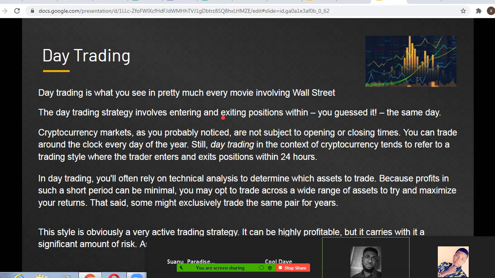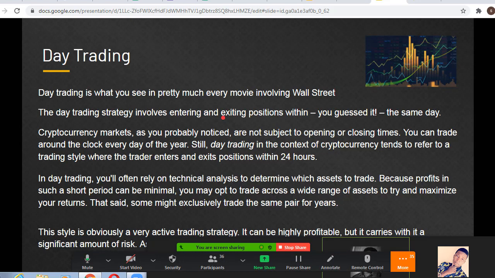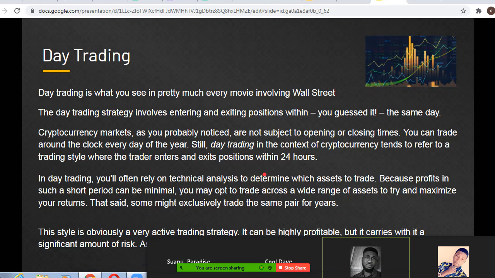So you can trade around the clock, every day in a year. The best thing about the cryptocurrency market is that it does not have a pause. As other markets like forex, commodity and stock markets close on Friday, the cryptocurrency market is still open Friday, Saturday. You can trade as many times as you like, anytime you like. You wake up, you start trading.